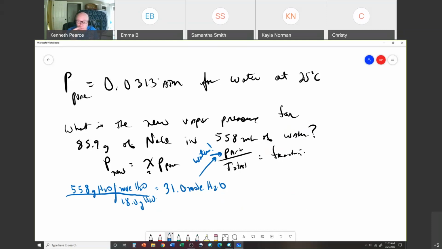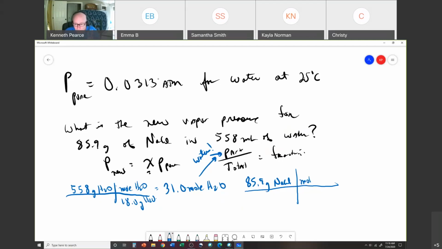Now, the total is going to be a little bit different. We have 85.9 grams of sodium chloride, right? Now, I need to know the moles of the sodium chloride, but really what I need is the moles of the particles, because colligative properties go by how many particles, not what it is. Okay, so we've done that on the previous ones where we had boiling point elevation, freezing point depression. We had to multiply times 2 for sodium chloride. All right, and so we're still going to have to do that.